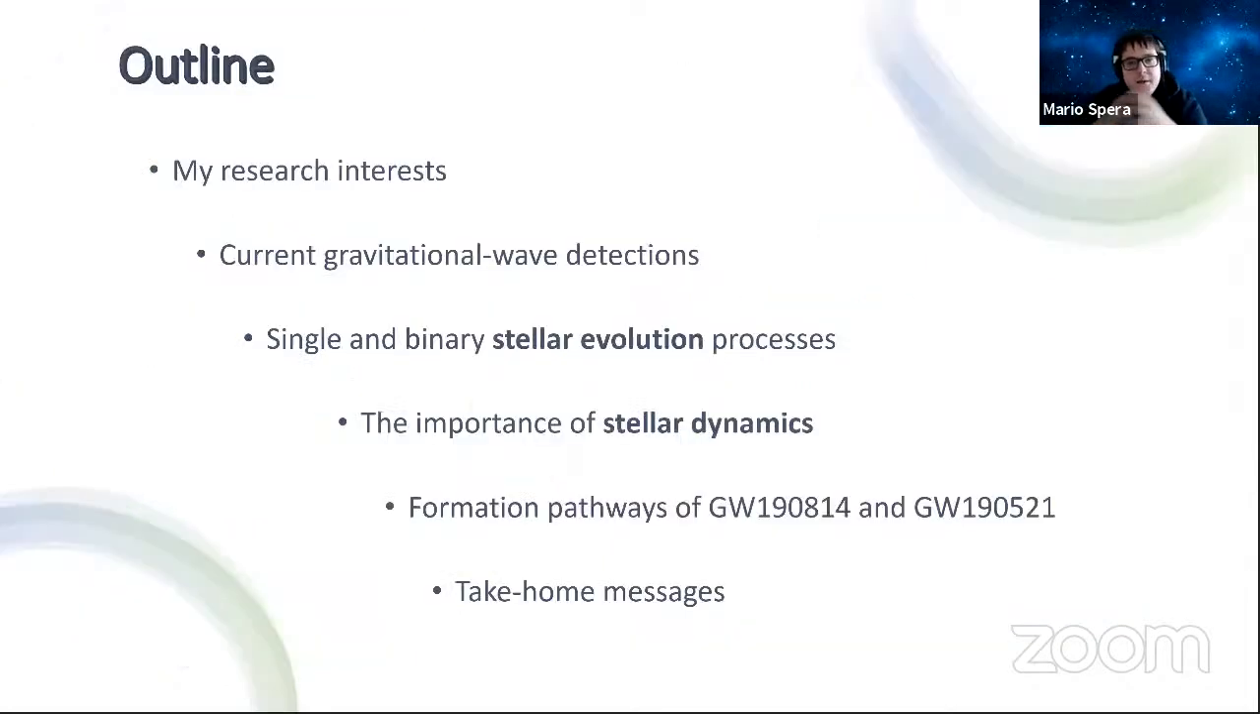So my plan is to first discuss the basic ingredients that we need to understand if we want to study merging compact object binaries, like single and binary stellar evolution processes. Then I will also comment on their effect on the mass spectrum of compact objects. And I will also briefly discuss the effect of stellar dynamics. Finally, I will discuss the connection of these processes with the formation of gravitational wave sources, with a specific focus on the events that I just mentioned, like 190814 and 190521.